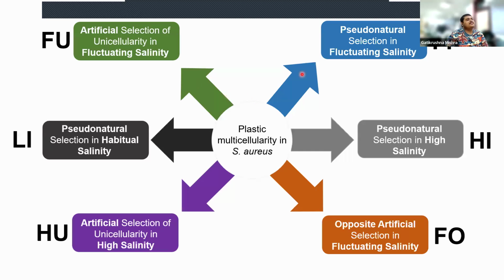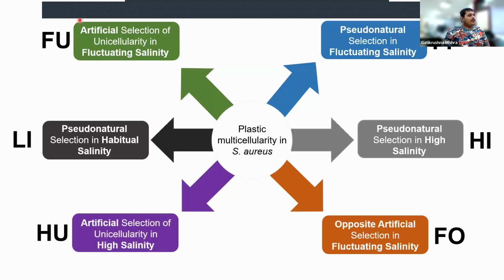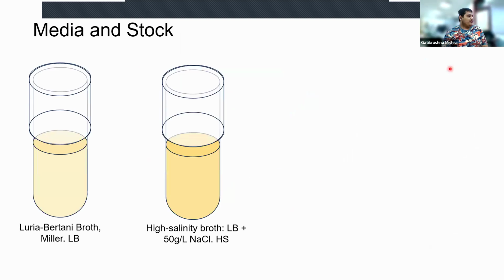So these regimes are named differently and might be confusing. You can switch on your mic and ask whenever there is a confusion. I will go through all the regimes one by one. For all such experiments, we had two kinds of media, LB media and high salinity media, which is basically 5% weight by volume NaCl added.